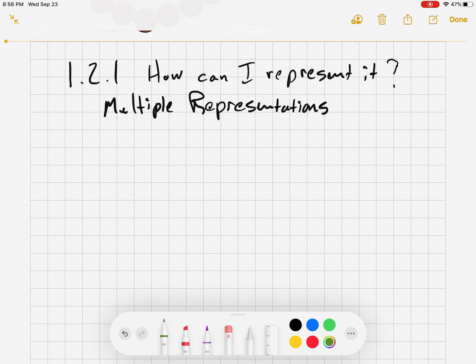Hey, here's a quick video on 1.2.1 called How Can I Represent It? And really it's all about multiple representations. So today we are going to talk a little bit about how we can represent pennies. In class we ended up using Cheerios because at least we could just throw them out when we're all done. But today we'll talk pennies on this document.